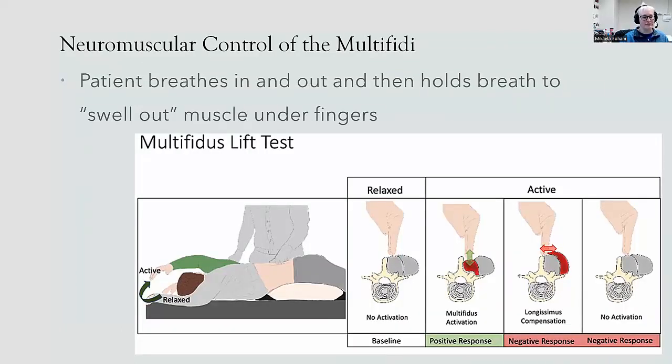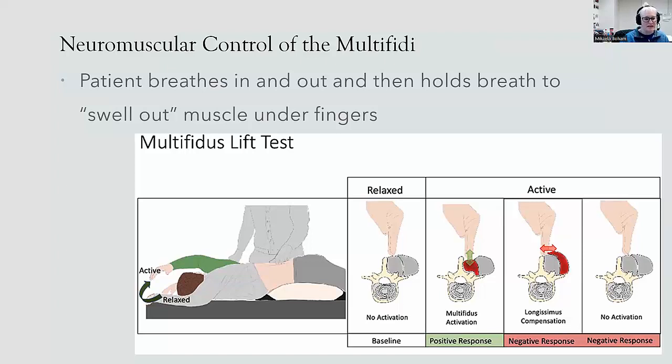Neuromuscular control of the multifidi. The patient breathes in and out and then holds their breath to swell out the muscle under the fingers. The patient lies prone while the clinician monitors the multifidus activation. The patient breathes in and out and then holds their breath to swell out the muscles under the finger.